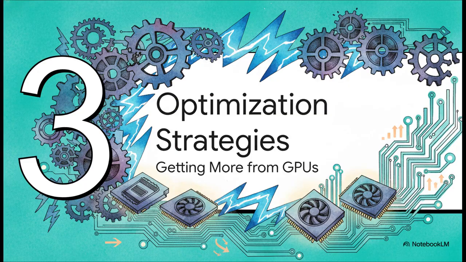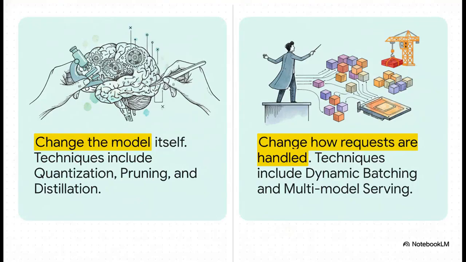So, you've picked your pattern. Great, but you're not done yet. GPUs are expensive, right? To really squeeze every last drop of performance out of them, we need to talk about optimization. And you basically got 2 big levers you can pull here. You can either change the model itself, make it smaller and faster, or you can change the infrastructure, make it smarter about how it handles the work. Let's look at both sides of that coin.